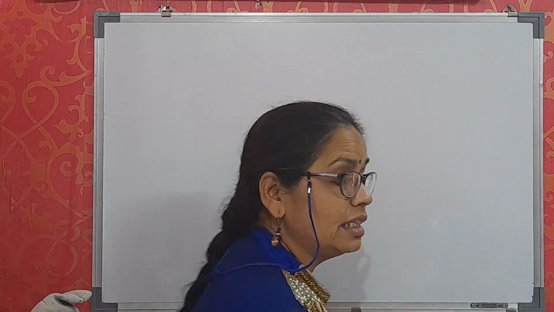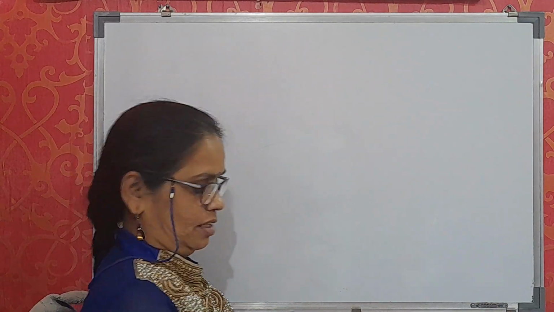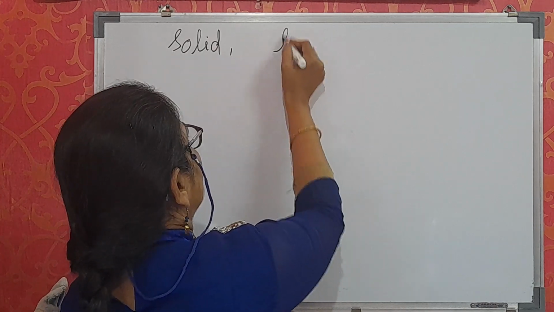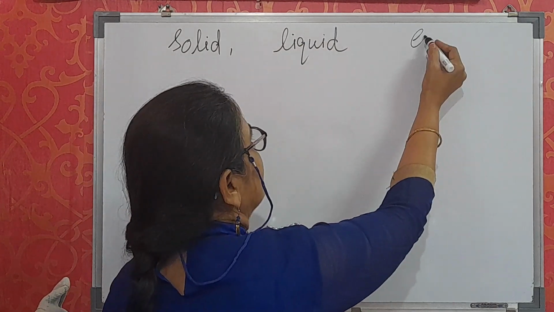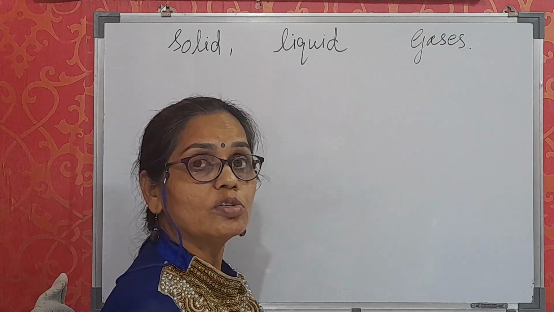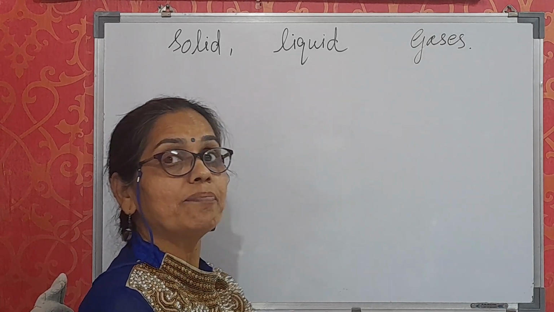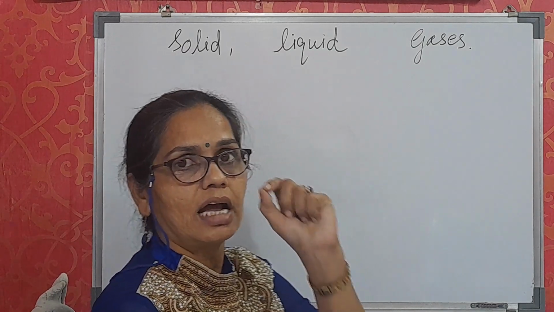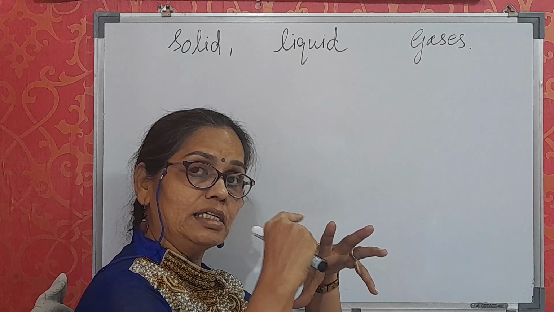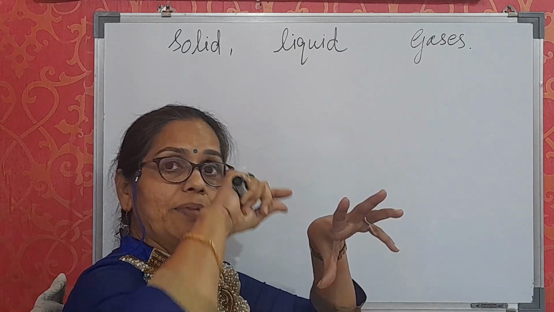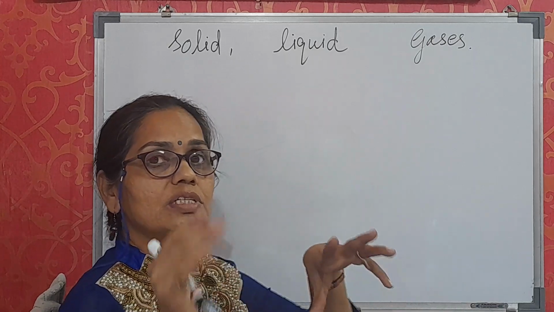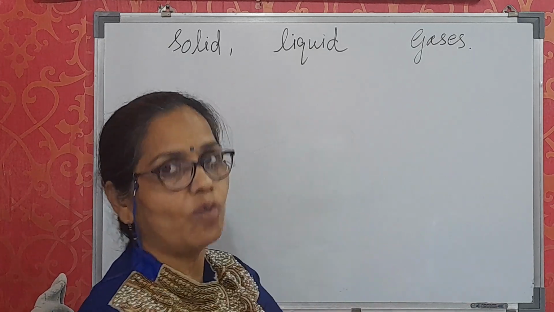Now children, there are three states of matter. You must be knowing they are solid, liquid and gases. Right? Molecules. What do you mean by molecules? All matter is made up of small particles called molecules. And those particles, when they become very small, are known as atoms. So this is about atoms and molecules.